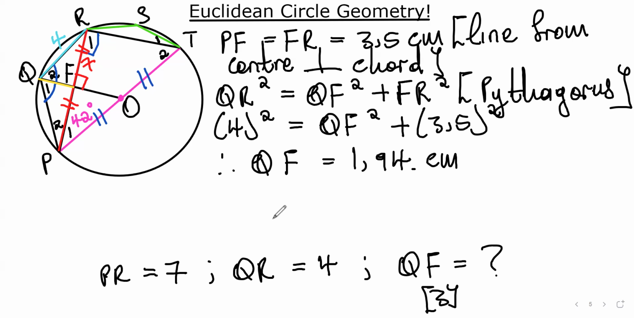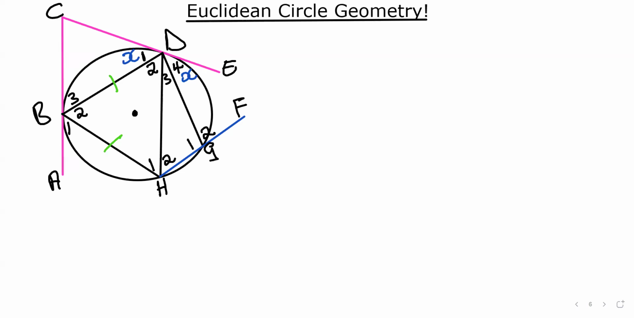Unless they said leave your answer in simplest surd form. So if they said that, then you're going to say it's square root 15 over 2. But if they didn't, it's always nice if you give it to us in centimeters, in decimals, that is to say. So this is how the statement reads in this case.